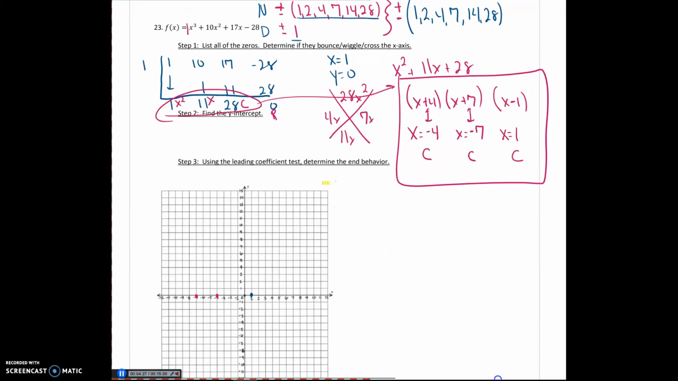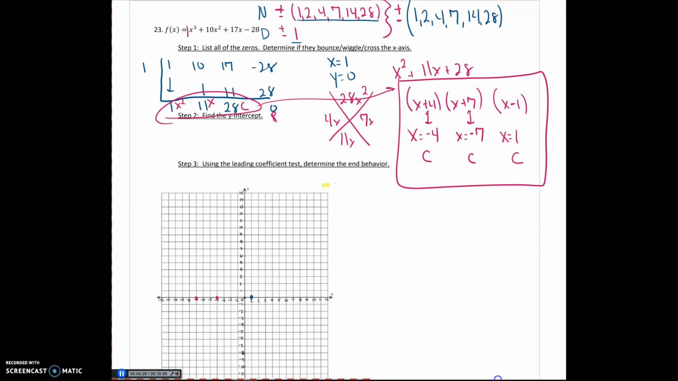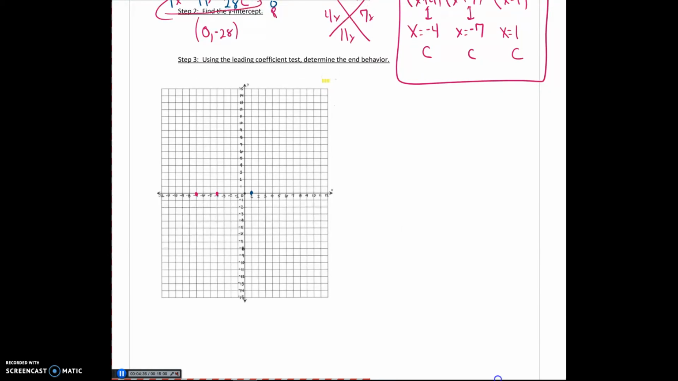My y-intercept, I can actually tell in the original problem. The y-intercept is 0, negative 28. So that doesn't fit on the graph, so I'm just going to go down a little bit further and say that, yep, that was 0, negative 28.